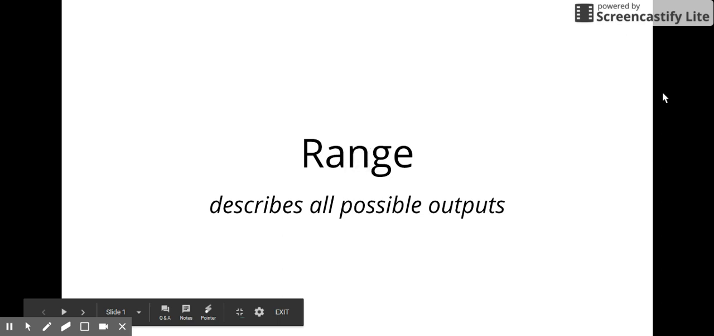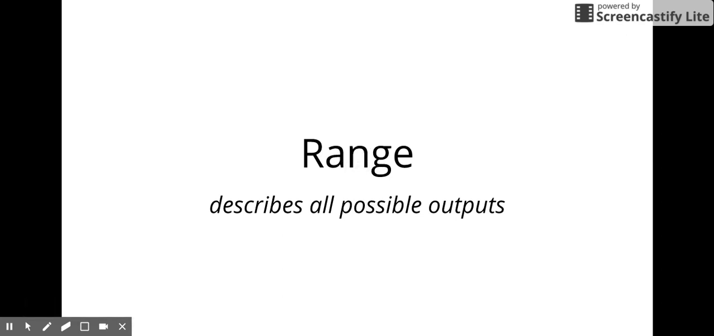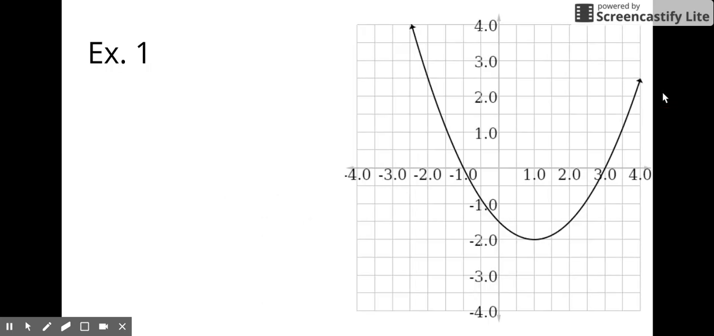So range describes all possible outputs. When I look at a graph, I think about how far down does my graph go and how far up does my graph go. So let's look at an example.